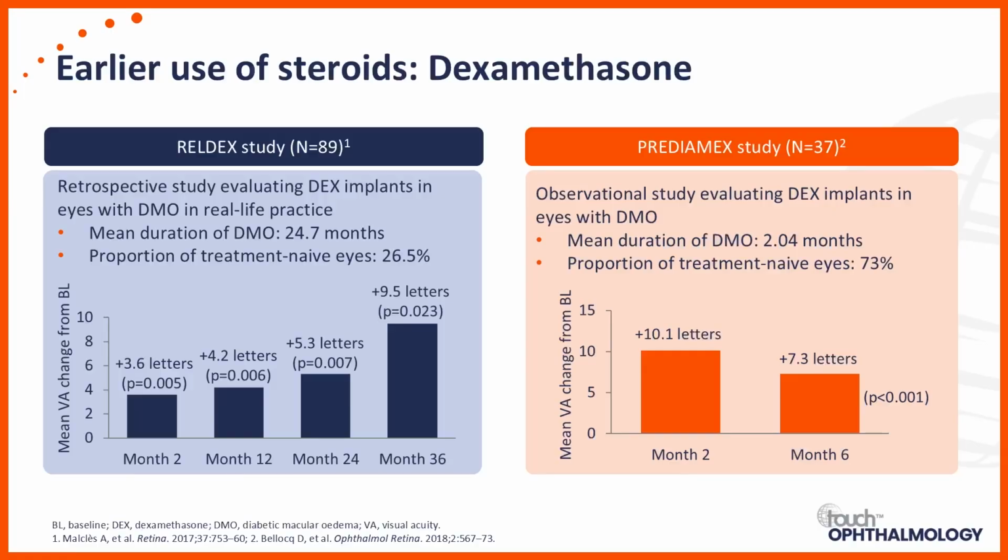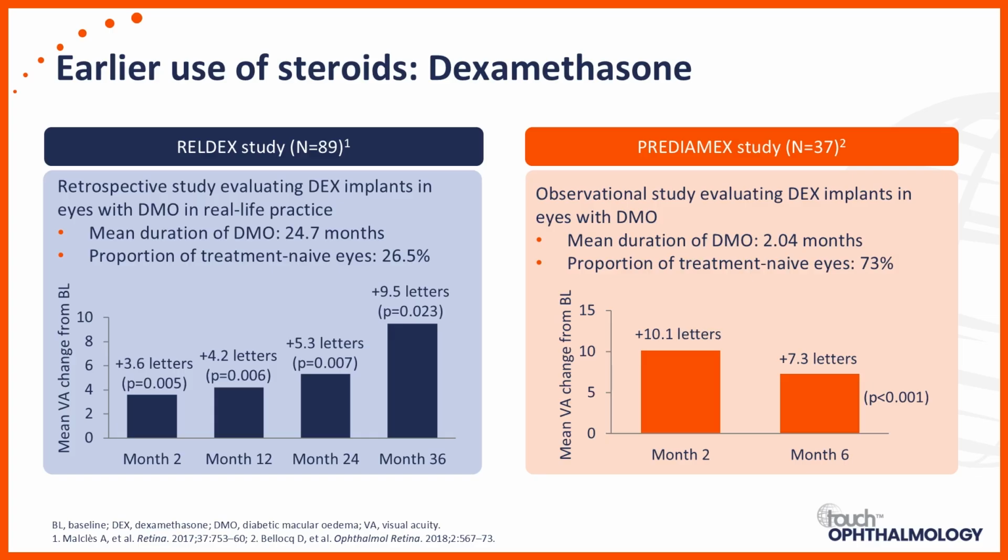The switch to steroids has shown benefits when used earlier in the treatment pathway. I published the REDEX study eight years ago, and the pre-diabetic study seven years ago also. Look at the duration of DME: 2 years for REDEX, 2 months for pre-diabetes. Look at the proportion of naive patients: 26% for REDEX, 73% for pre-diabetes.